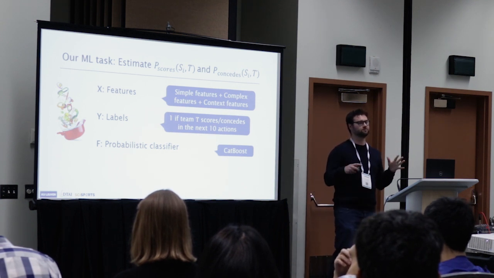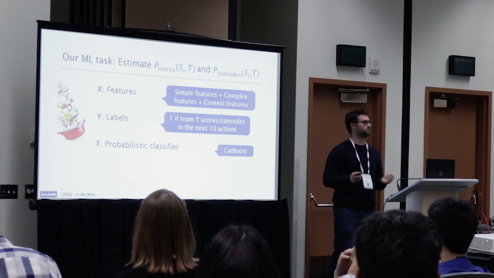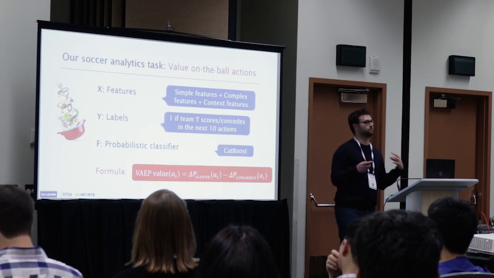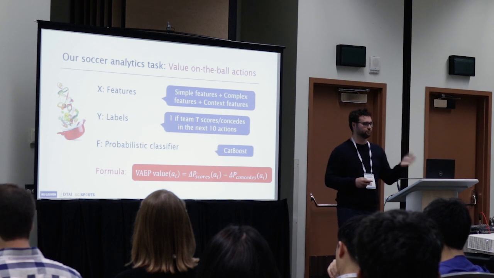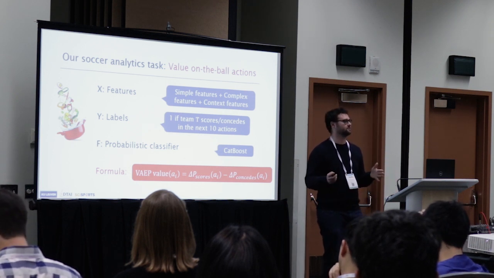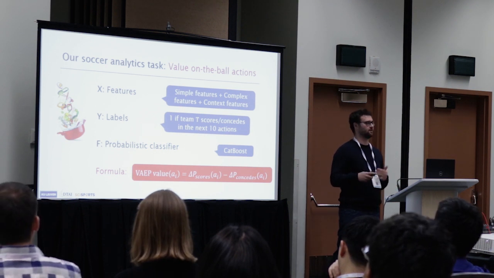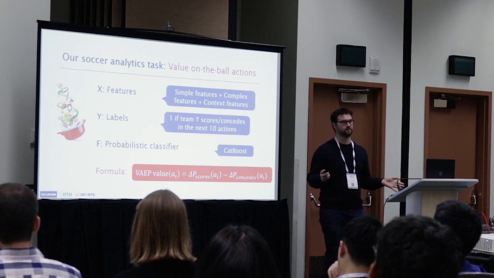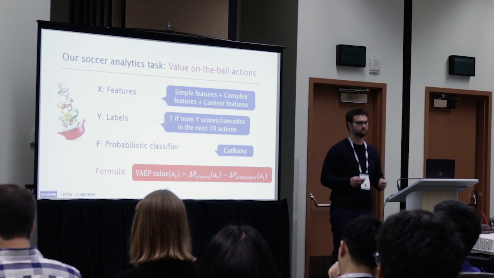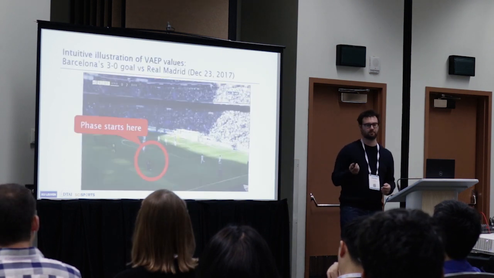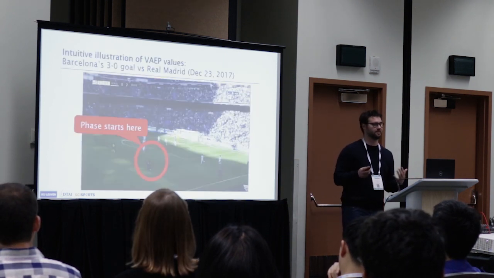But our task wasn't to estimate the probability of scoring and conceding. Our task was to value on-the-ball actions. Well, you just use the probabilities generated by these first 3 ingredients. You plug them into our formula, and now we have everything we need to value actions. So now some intuition as to how these action values actually look.